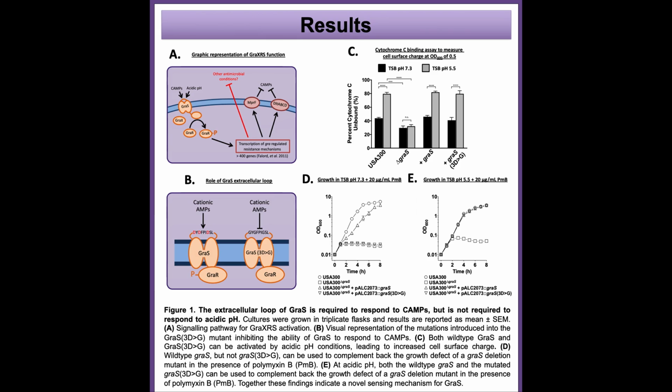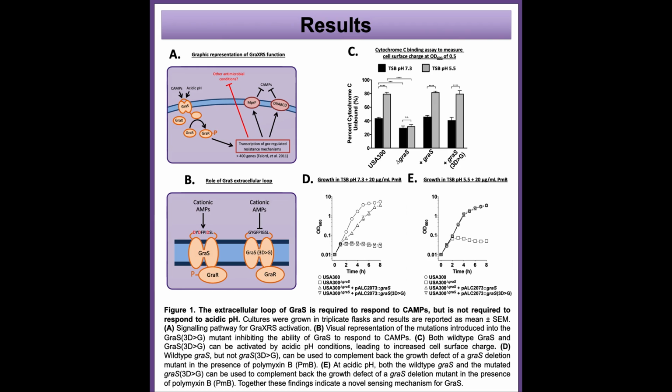In Figure 1b, we see that there's an extracellular loop on GraS that is absolutely essential for activation in response to cationic antimicrobial peptides. If we mutate these acidic residues, we get a GraS protein that will be unable to activate GraR in response to cationic antimicrobial peptides.